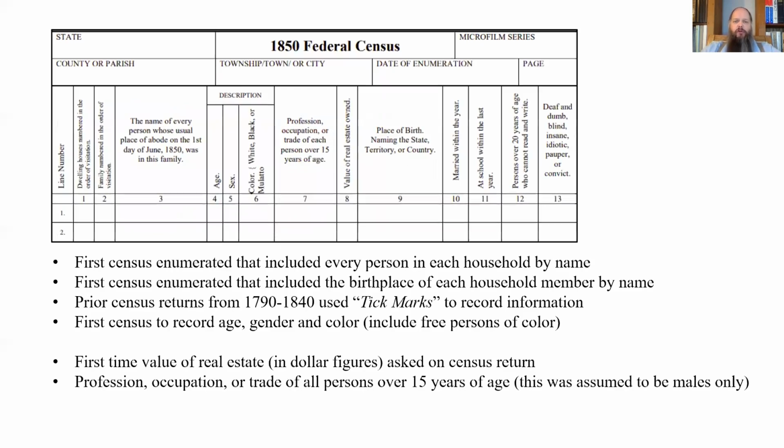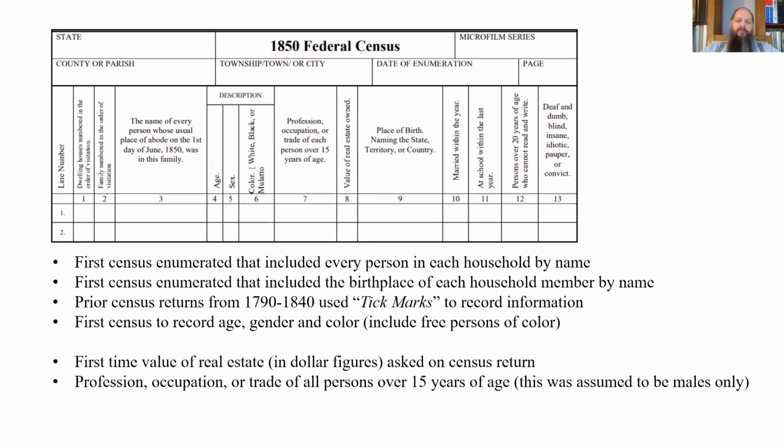Now, I want to share information about each of the returns and then show you an example of each. The 1850 return is shown here, just a blank return. This was the very first census that enumerated every single person in each household by name. We don't know the relationship yet to head of family. That will come later, but we at least get every name in the household. This is the first census that will also include the birthplace of every individual in the same household. You get the names, you get their birthplaces, you get their ages. You're going to get a lot of good information.